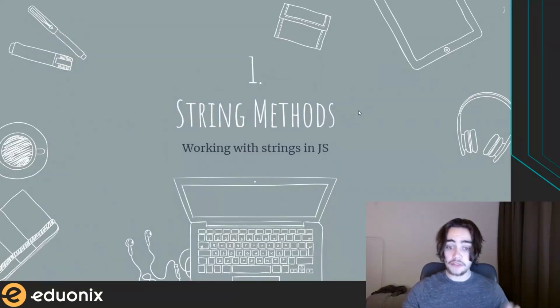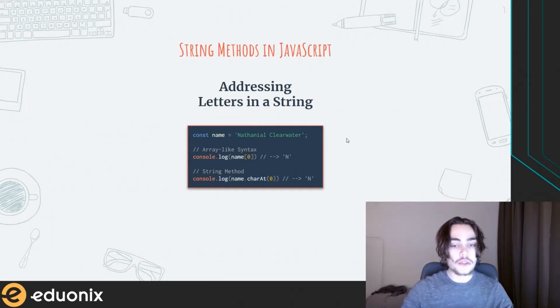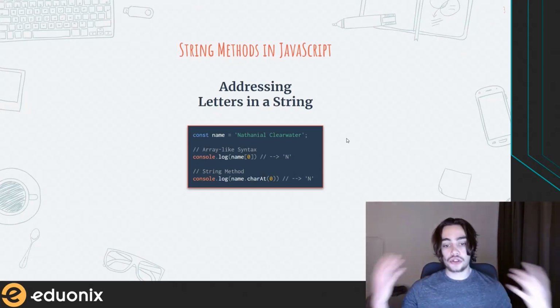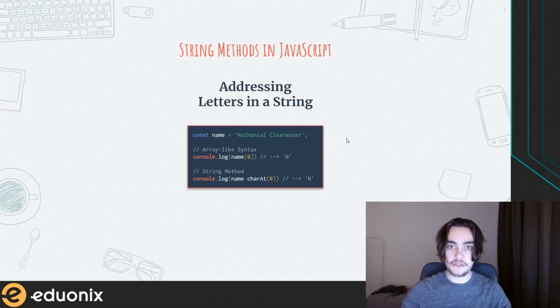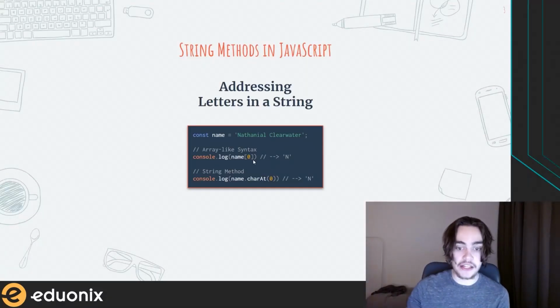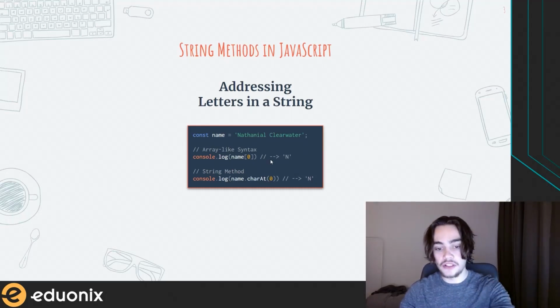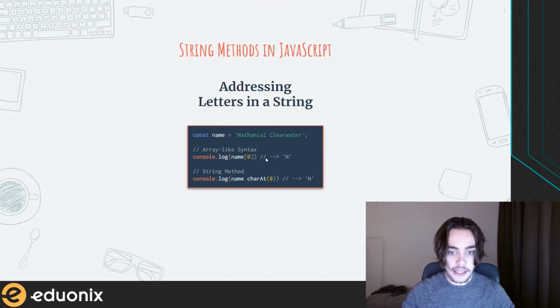So first of all, I'll be covering some methods that we can use with strings that are built into the string type. First of all, you can actually address a string somewhat like an array. If you're familiar with arrays in other languages, you can use the bracket syntax here to type a number, and that will address an index in that string. So here we have the name Nathaniel Clearwater, and if we go to the 0th index in that name, then we will see that it is a capital N.